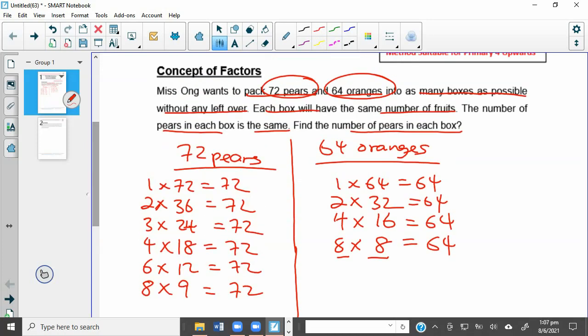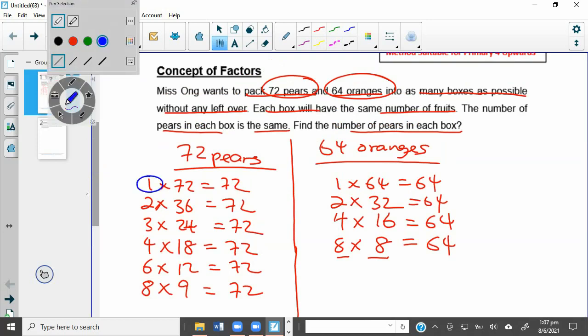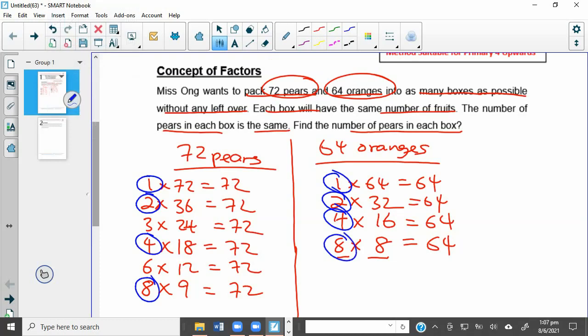Okay, so how do the factors help you to get how many pears in each box? Now, at P4, what do you know about factors? After you have found the factors, the next step is to find common factors. So your 1 is a common factor. Then your 2 is a common factor. 3 no, 4 is a common factor, 6 don't have, 8 is a common factor, and then what else? 9 don't have, 12, 18, 24, and so on.